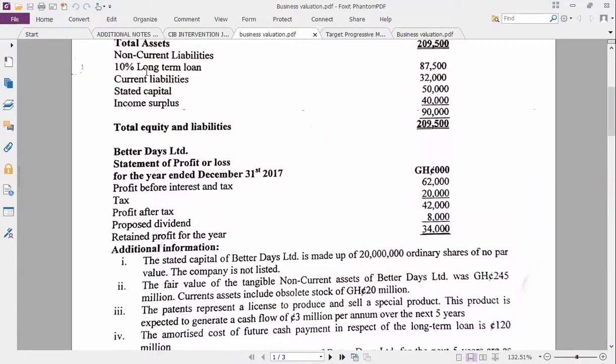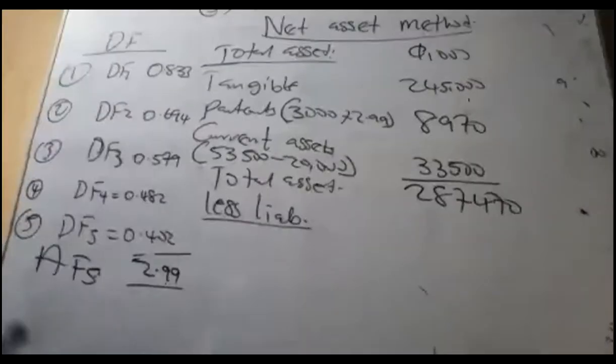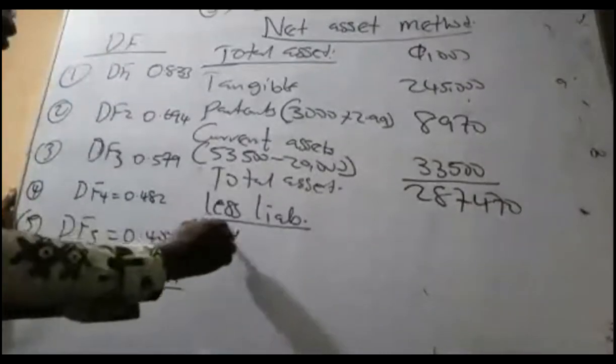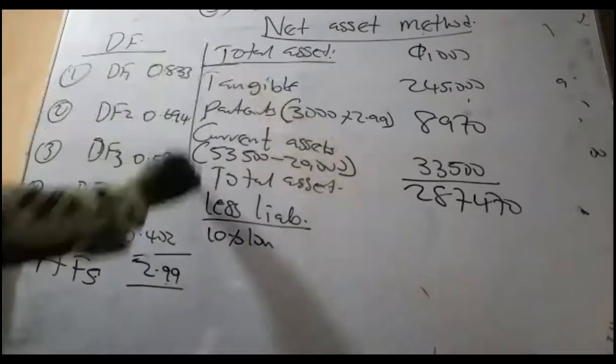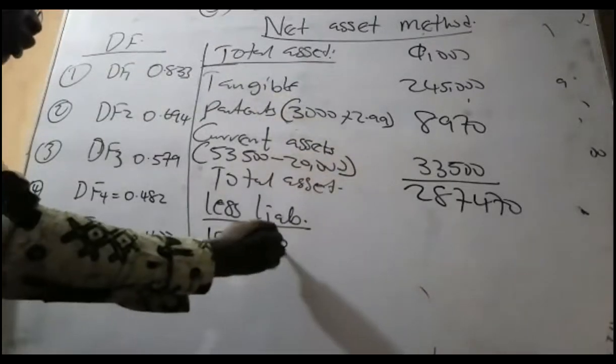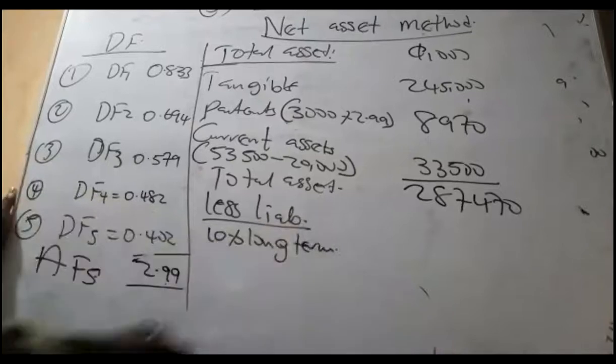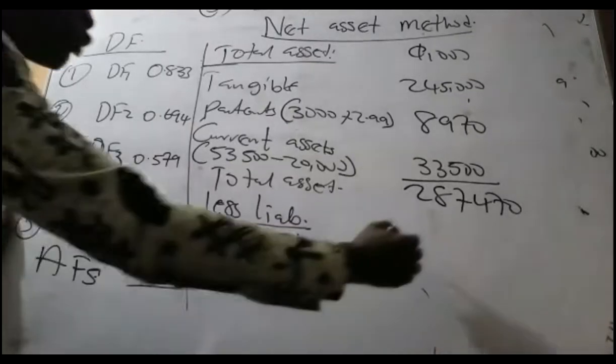The long-term loan is in fact 87,500. So we have to use the 120 given to us, this particular figure, not the 87. So let's go to the 10% loan. So the 10% long-term loan will give us 120,000.